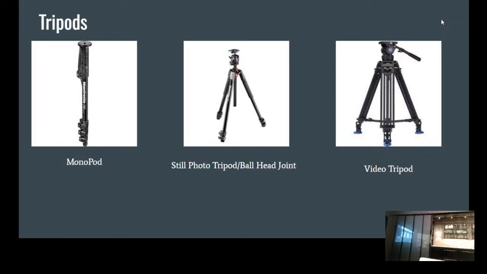Tripods like a still photo, ball head joint, or a video tripod get their names based on what they like to do. Video obviously is better for video, with the pan, tilt, and roll, whereas ball head tripods stay still and firm a lot better and more easily.